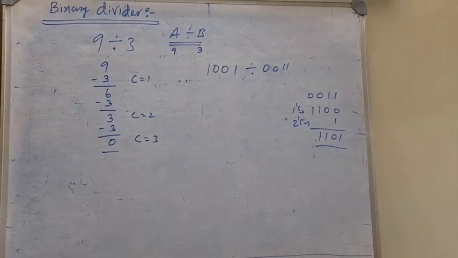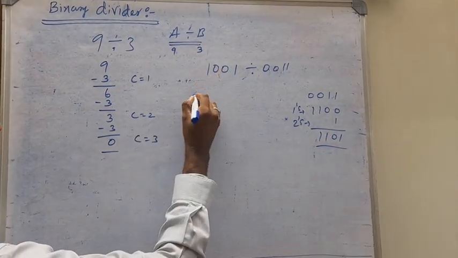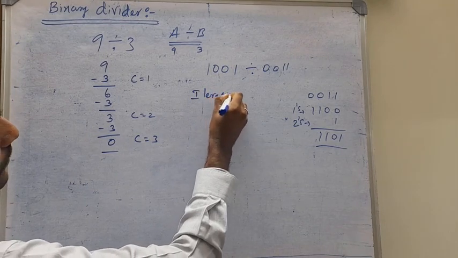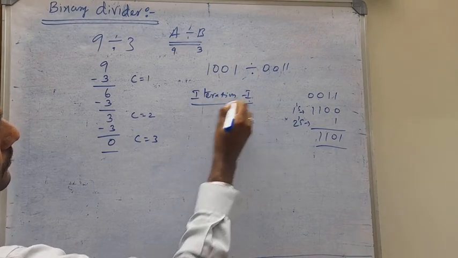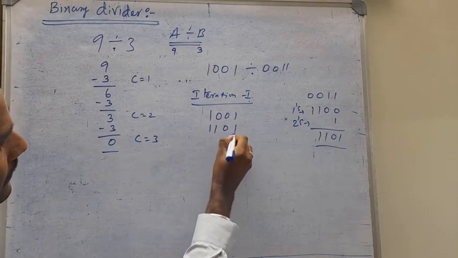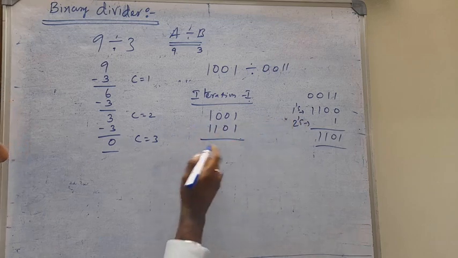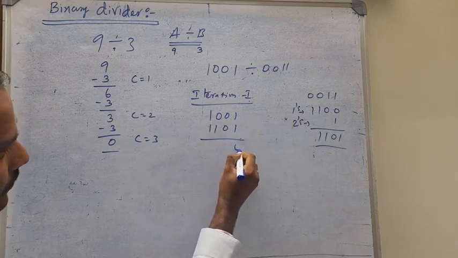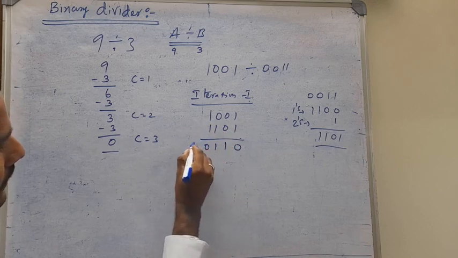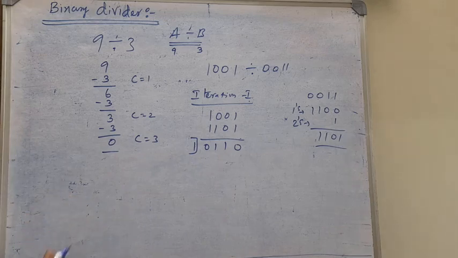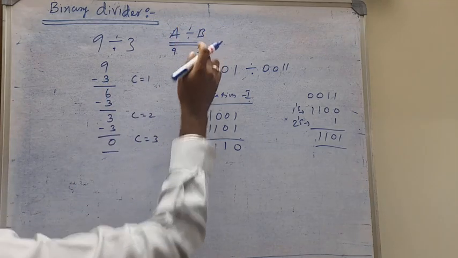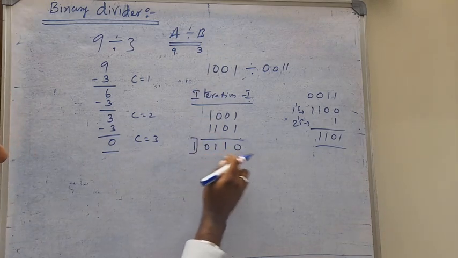So first, I am going to divide this into iterations. Iteration 1. So here 1001 is subtracted with 1101, that is added. 2's complement means you have to add. So 1 plus 1 is 10, and 1 plus 1 is 10 and carry is 1. Okay, so here 9 is A, and B indicates 3. So you have to see the resulting term here.